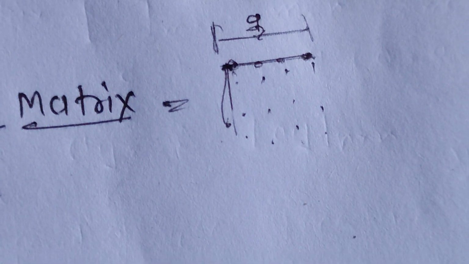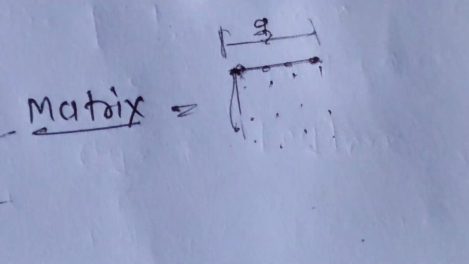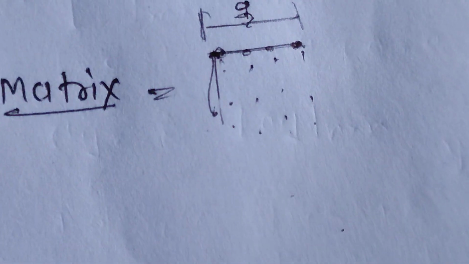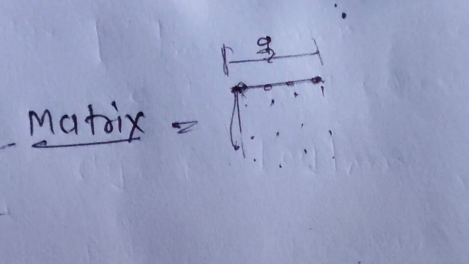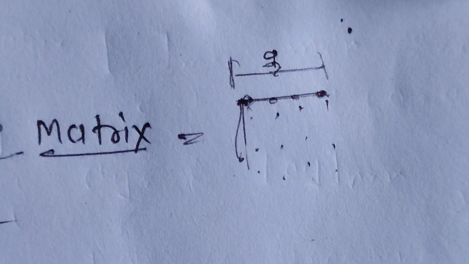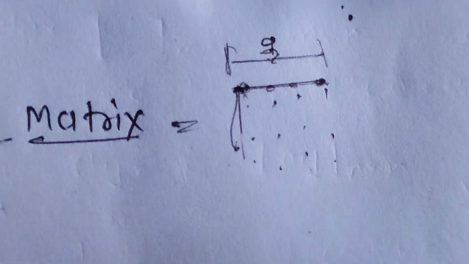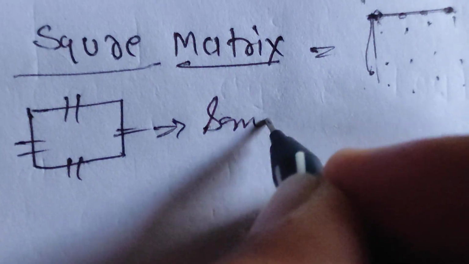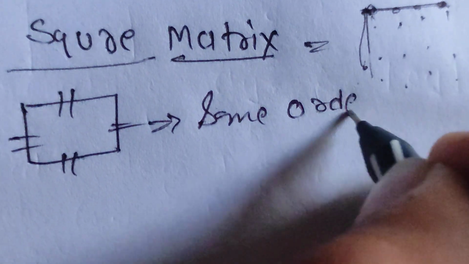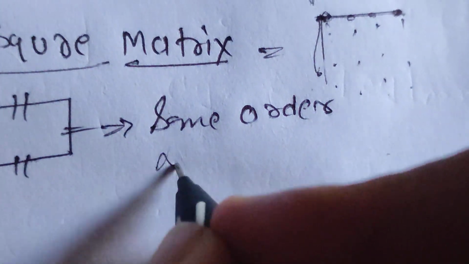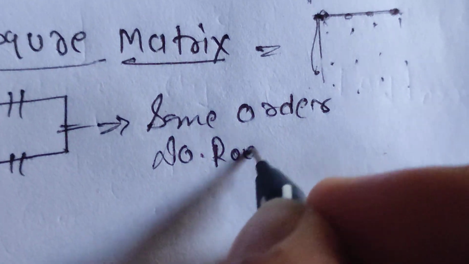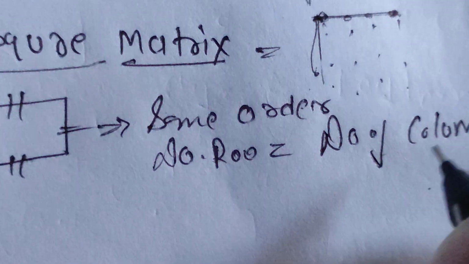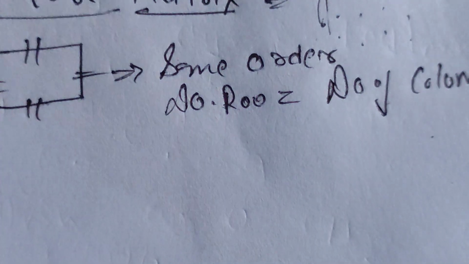Now when we talk about mathematics, if an arrangement of numbers is arranged in square form, meaning the number of rows is equal to the number of columns, then it is said to be a square matrix. That is the meaning of same order. Same order means the number of rows equals the number of columns.